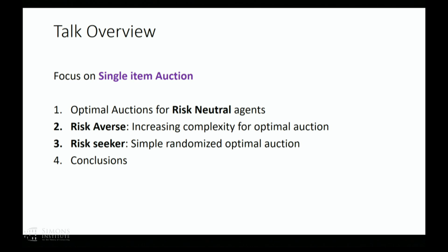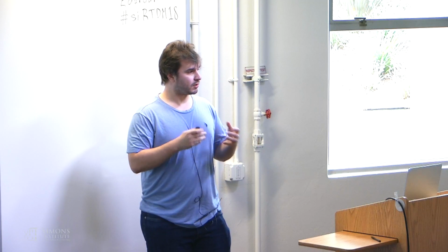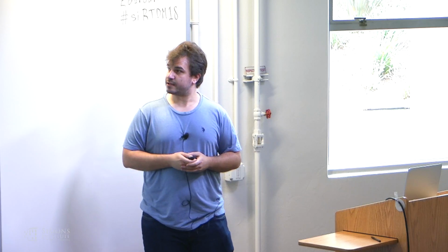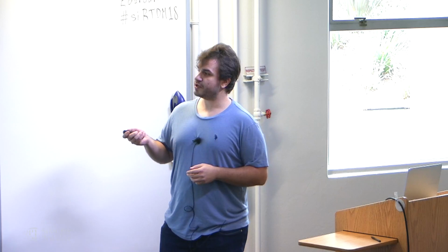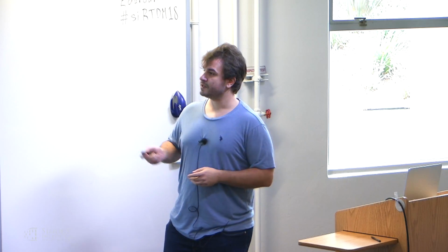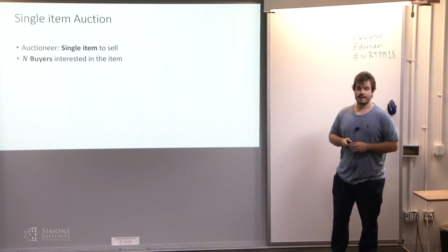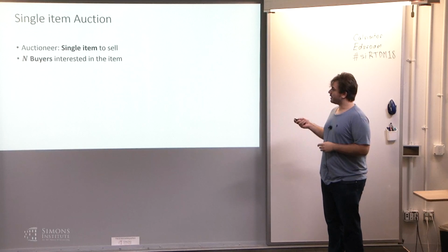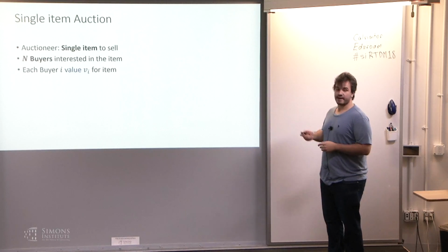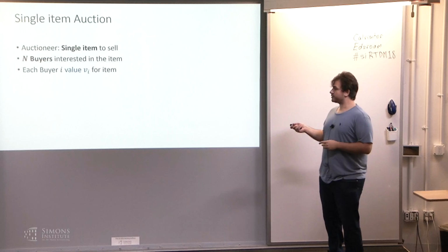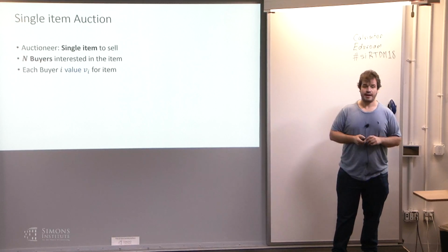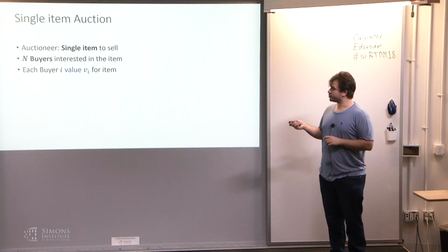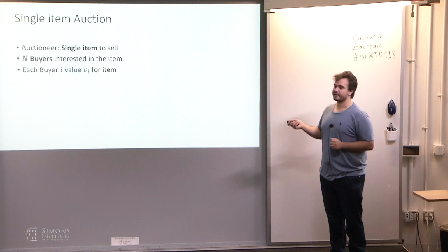Okay, so let's start. Let me first define the setting of a single item auction. We have an auctioneer that has a single item to sell. There are n buyers interested in the item. And each buyer i has a value Vi for the item. The important thing here is that this value is private. So this value is known only to the buyer i. The auctioneer and the rest of the buyers, instead, don't know that value.